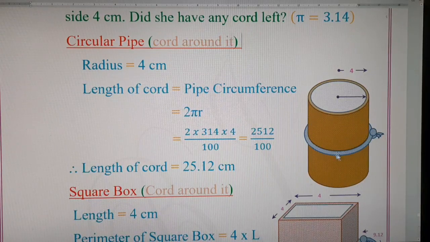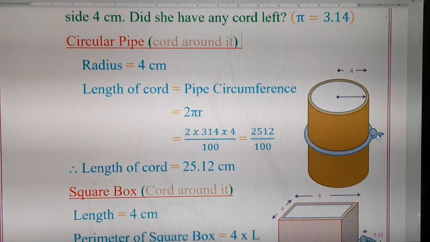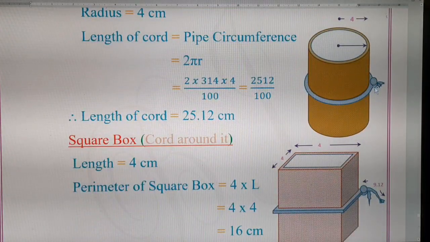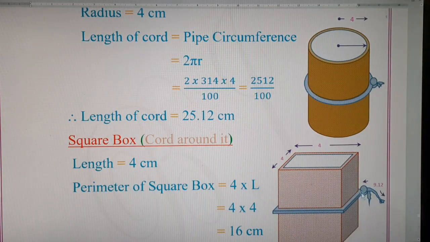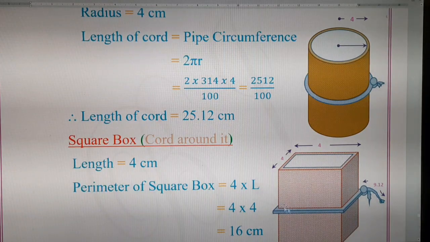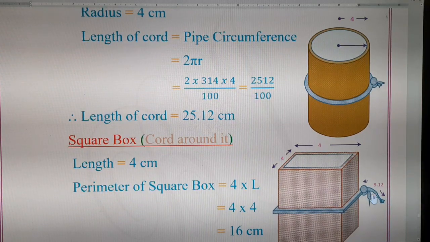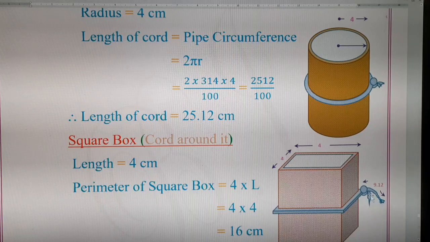Pragya is wrapping a rope or a cord around a circular pipe and the exact length she is cutting off after tying a knot. Then the same rope she is untying and wrapping around a square box. Wrapping means covering and tying. So she is wrapping it around a square box and tying a knot. And we have to find out if there is any extra rope left or not.